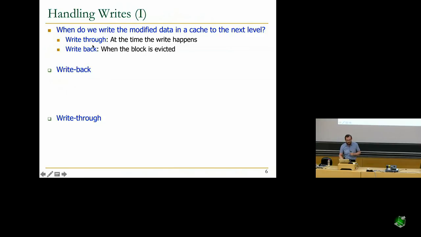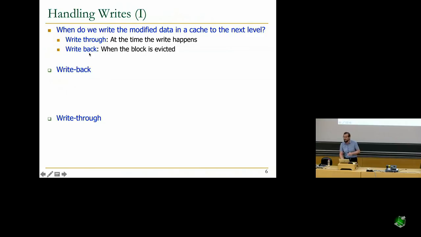So that's what write through is. If you actually write it to all of the levels, you're making a choice. You're saying, whenever the write happens, I'm going to update all of the caches in the multi-level hierarchy, including the main memory. Of course, you could have a subset of the caches obeying the write through policy, right? It doesn't have to be all of the caches.